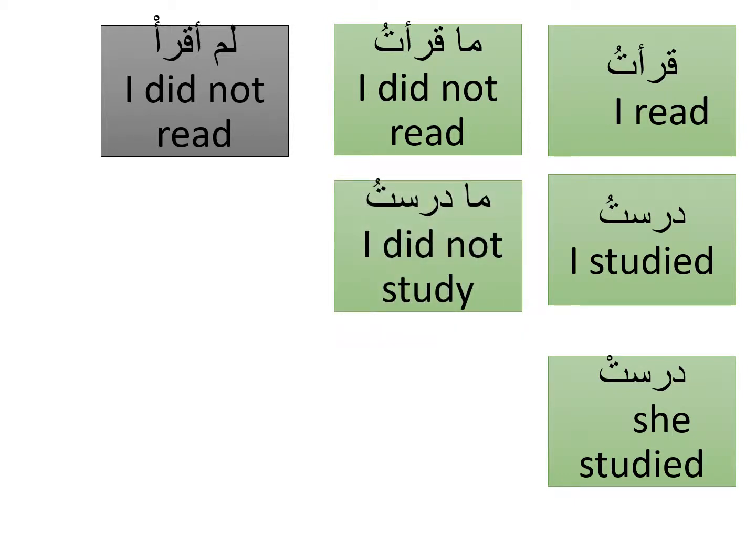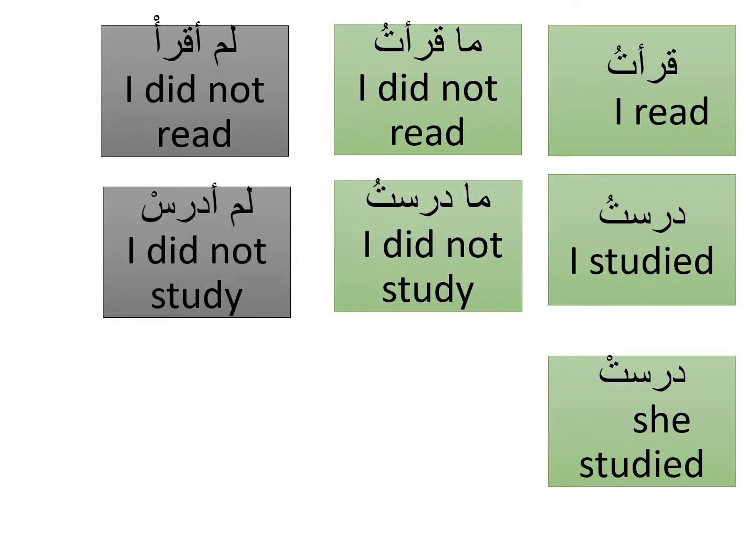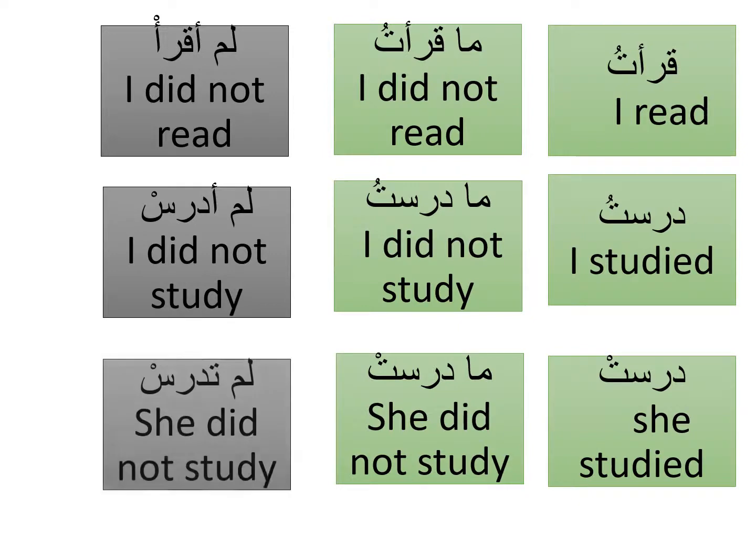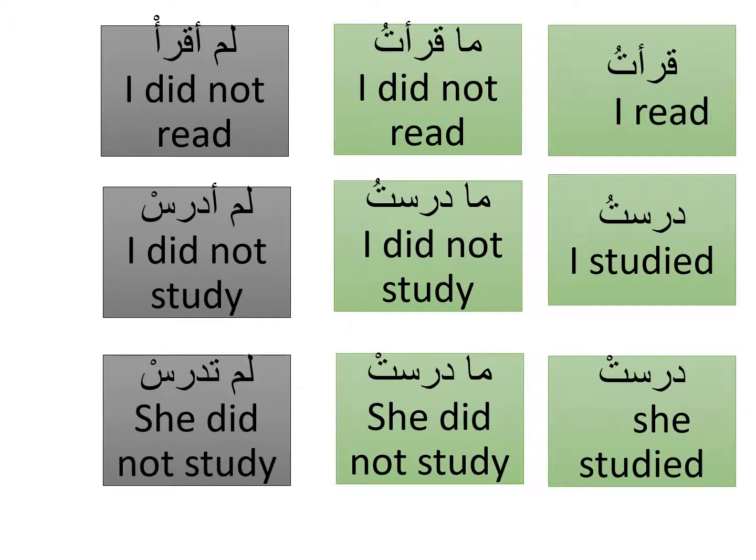ما درست. Past. لم أدرس. Present. ما درست. Past. لم تدرس. Present. Pay attention, when you use لم, the present tense has to take سكون. It's not anymore ضمة. It has to take the حركات and the حركة should be سكون.